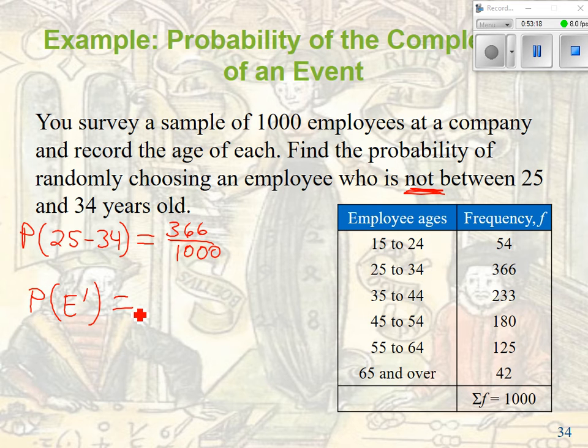All we really have to do here is, should add up to one whole here, so we could change that to a decimal. What is that as a decimal? 0.366. And we're going to take that and we're going to subtract it from one whole. What's that leave us with? 0.634. So the probability that we're looking for, about 63% of the time, we'll pick somebody who's not between those two ages.